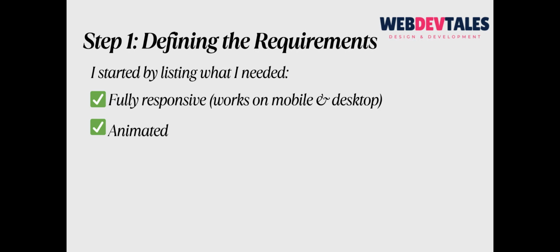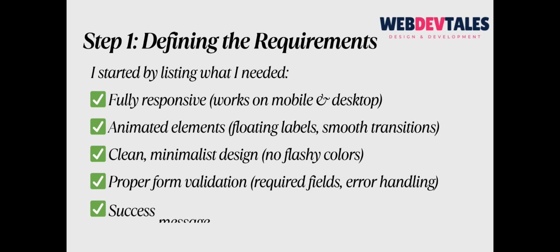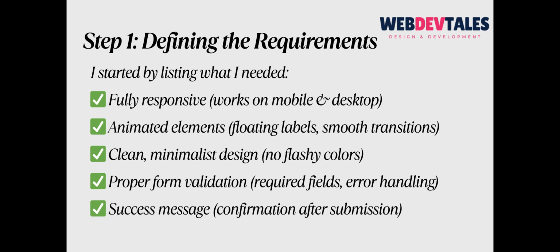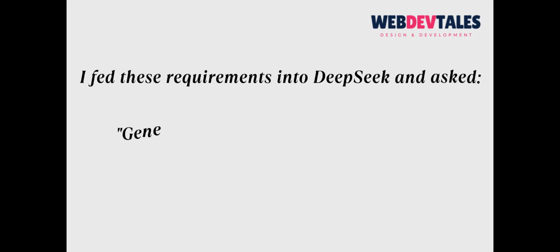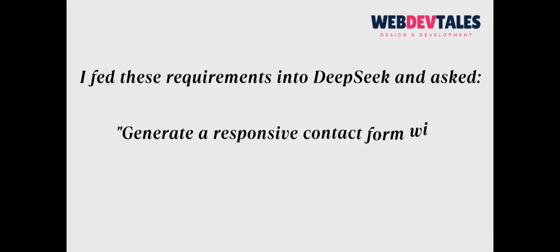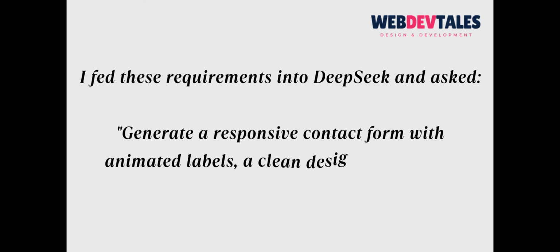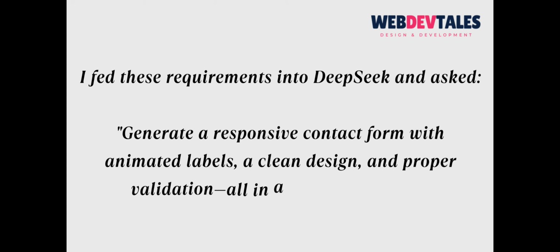Step 1. Defining the requirements. I started by listing what I needed. Fully responsive, works on mobile and desktop. Animated elements, floating labels, smooth transitions, clean, minimalist design, no flashy colors, proper form validation, required fields, error handling, success message, confirmation after submission. I fed these requirements into ChatGPT or any AI assistant and asked, generate a responsive contact form with animated labels, a clean design, and proper validation, all in a single HTML file.